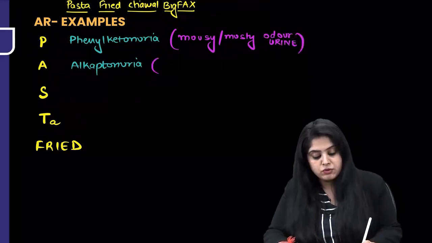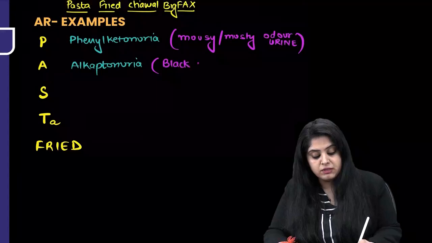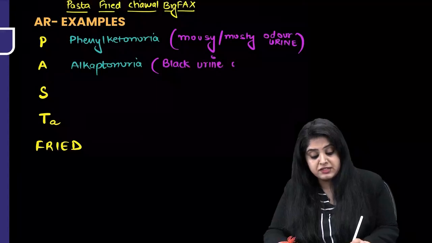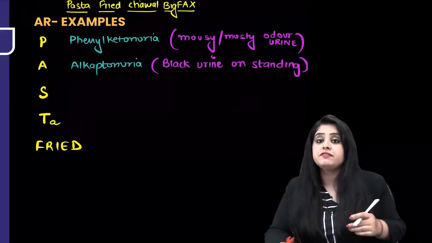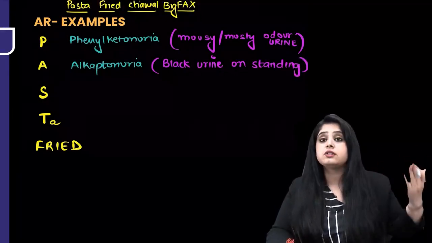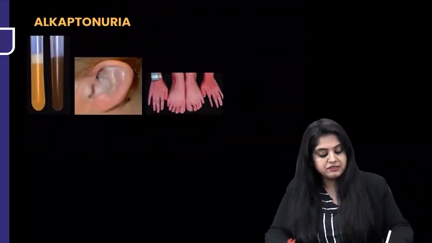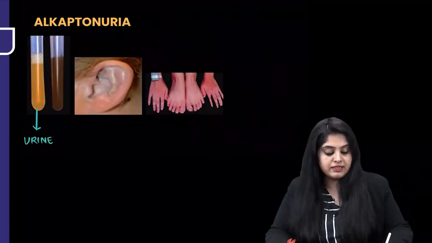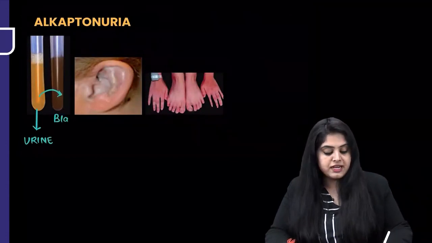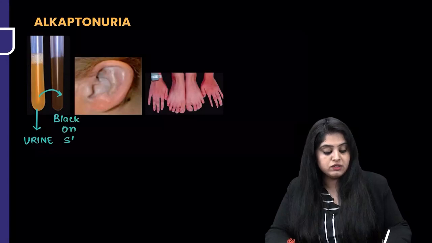Whereas for alkaptonuria, it is kala urine, it is black urine, but the urine is going to become black on standing. The patient does not pass black color urine. After coming out of the body, after coming in contact with the air, it turns black. So have a look at this picture. The urine is normal, and then it's going to turn black on standing. So please remember, black urine on standing is what is seen in alkaptonuria.